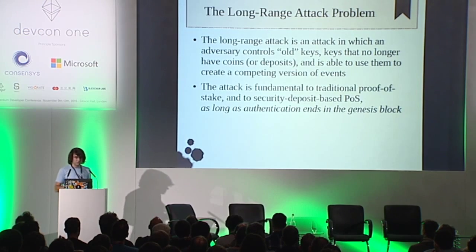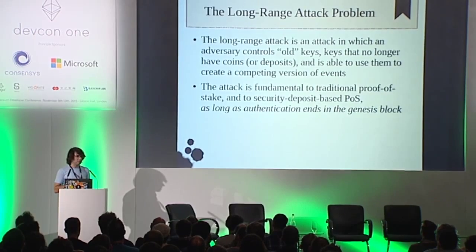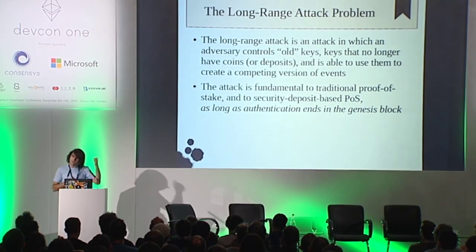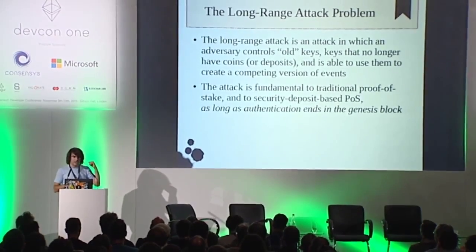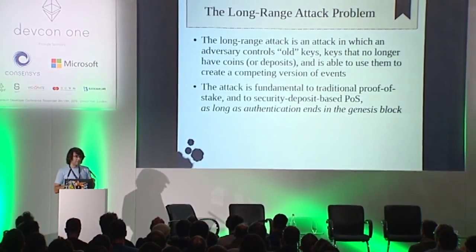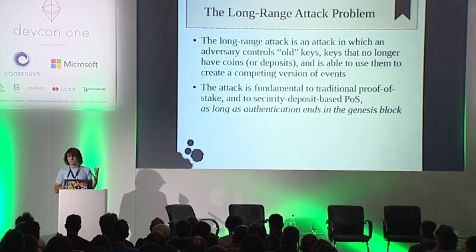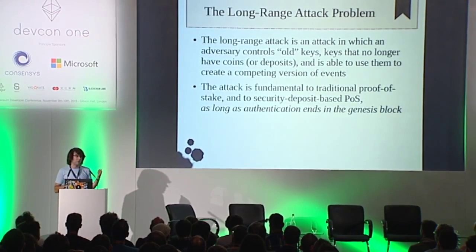And this is fundamental to traditional proof of stake, and it's fundamental to all proof of stake so long as the thing that people use to authenticate the current state is the genesis block. Because the genesis block was, by our current assumption, produced a long time ago, and the people who had something at stake then no longer have something at stake now. Their signatures effectively mean nothing because they can't be punished for equivocating, for making bad signatures.